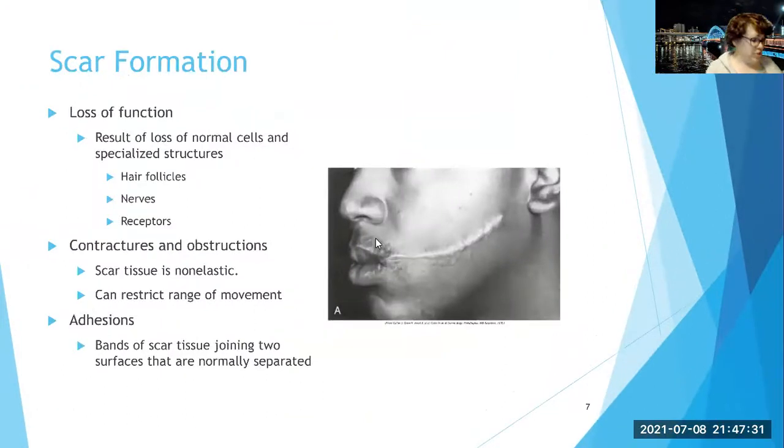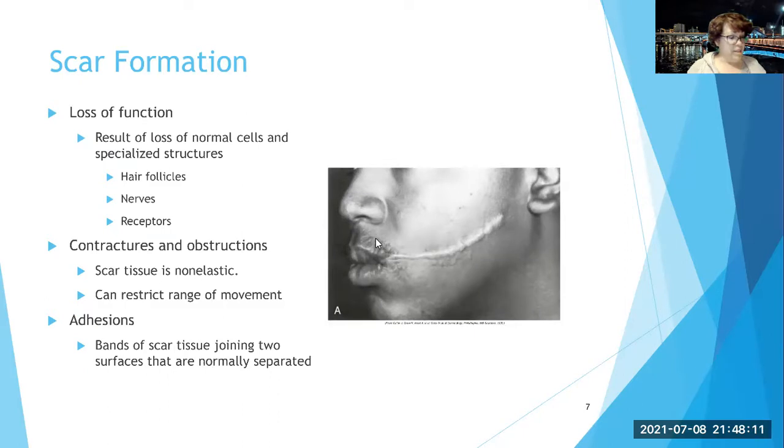So with scar formation, you do get loss of function and loss of normal cells and specialized structures like hair follicles, nerves, and receptors. Scar tissue is non-elastic, so it can cause contractures and obstructions, and it can restrict range of movement. Adhesions are bands of scar tissue joining two surfaces that are normally separated. So sometimes with abdominal surgeries or any kind of surgeries, you might get adhesions where things that weren't joined before are now joined by scar tissue.